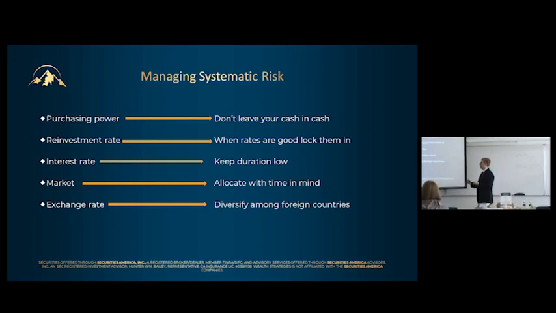In terms of exchange rate, diversify among those foreign countries. Don't put too much in one individual country, because like I mentioned, if that country goes belly up, or they start doing a lot stronger and the interest rate starts to stretch and get much worse for you, that's a lot of risk that you'll be taking on.